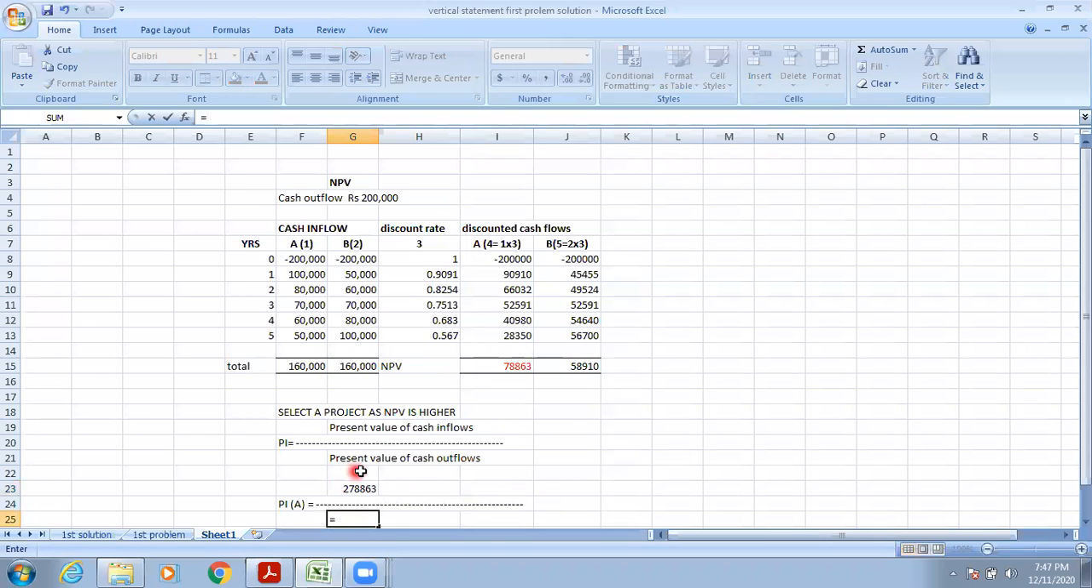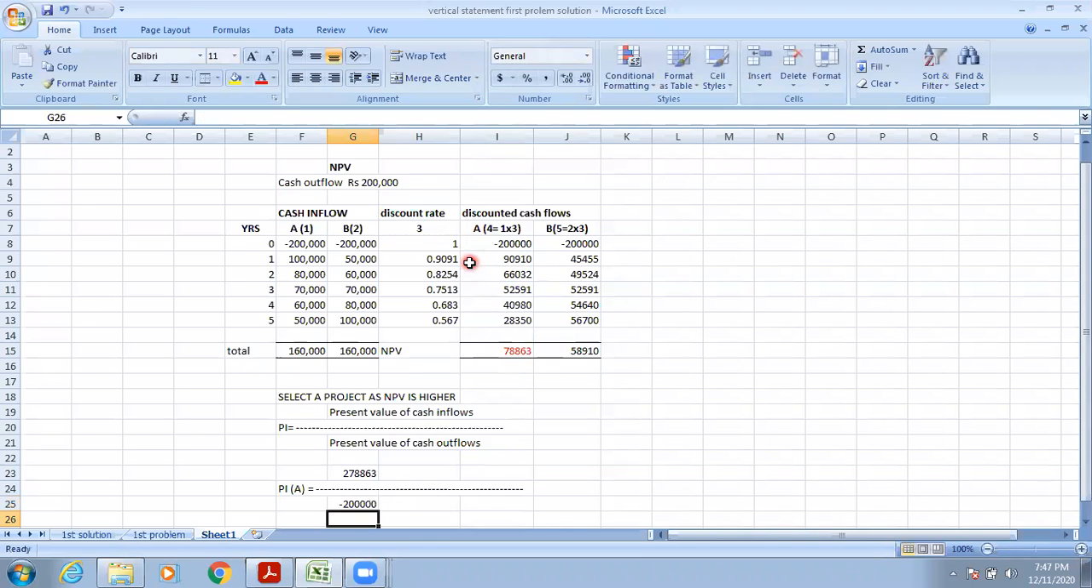This is equal to present value of cash outflow. So that is the present value of cash outflow. Only one outflow is there, 2 lakh. So we directly put 2 lakh there, right?